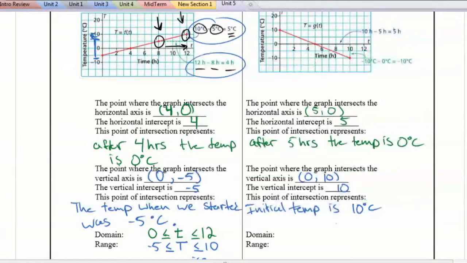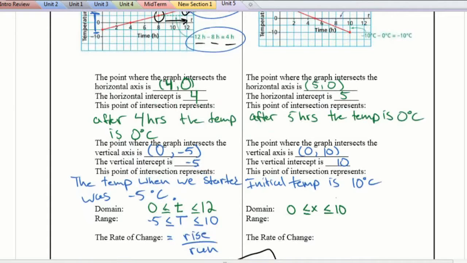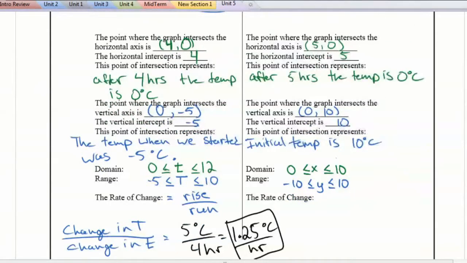The domain, what x values are we using? What's the smallest x and the largest x? The smallest x value is 0, the largest is 10. My x's are all between 0 and 10. And then my y values are all between negative 10 and positive 10. So I'm going to write it like that. Hopefully you can get up to that point.